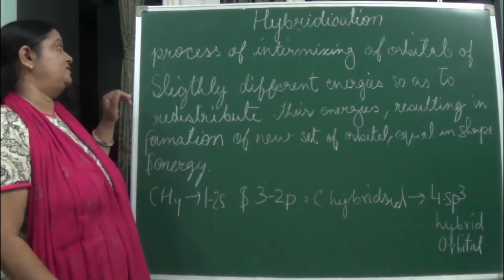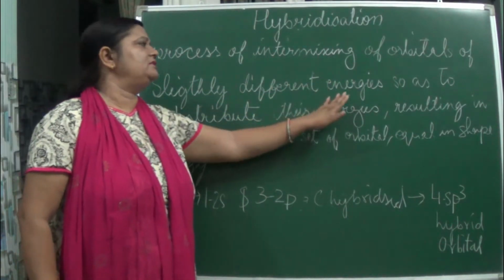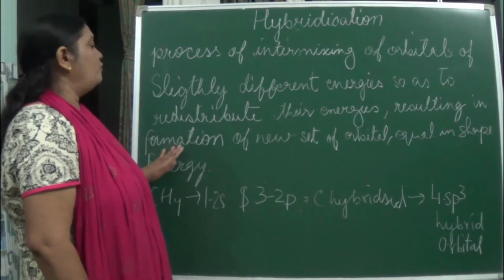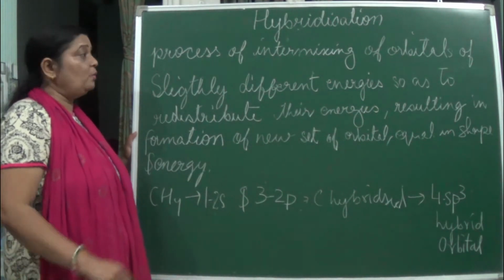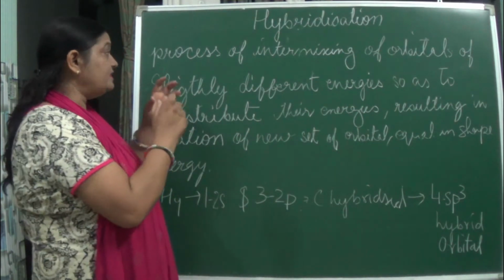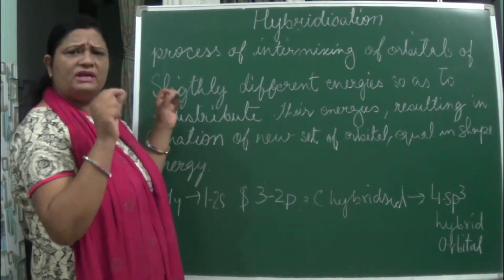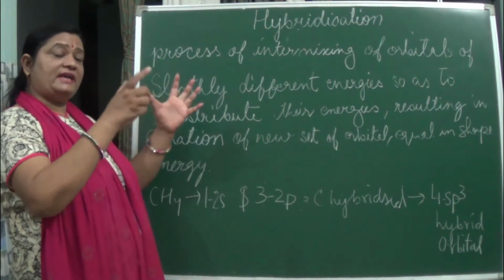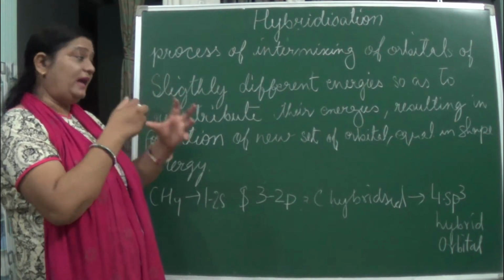So here, what is hybridization? Hybridization is the process of intermixing of the orbitals of slightly different energies so as to redistribute their energy, resulting in formation of new set of orbitals equal in shape and size. So what happens in this hybridization? There is intermixing of the orbitals, and the energy of those orbitals should not have a vast difference. It should be only slightly different in values of the energy. So here what happens actually, when the intermixing of the orbitals has taken place, what happens?